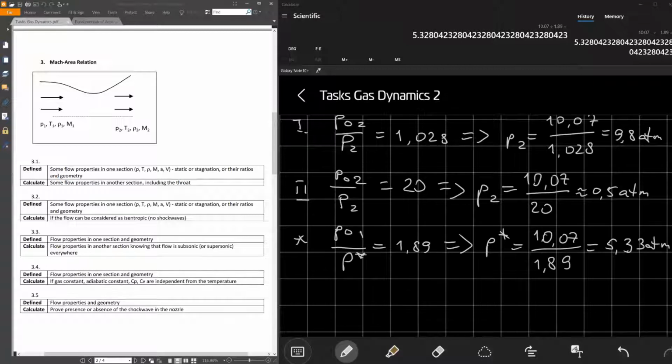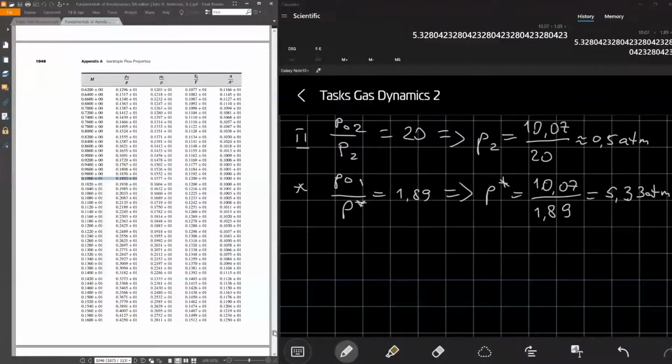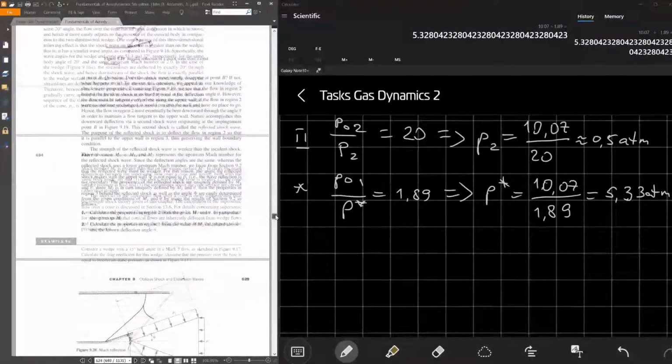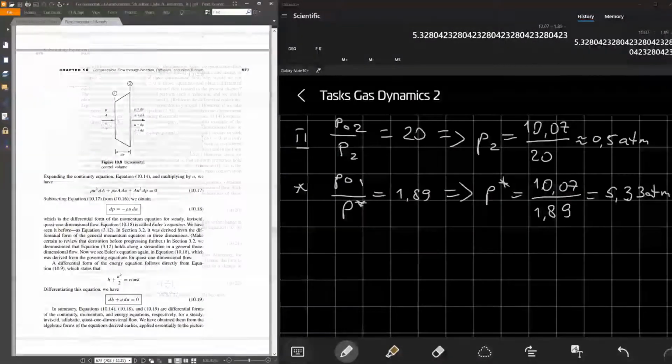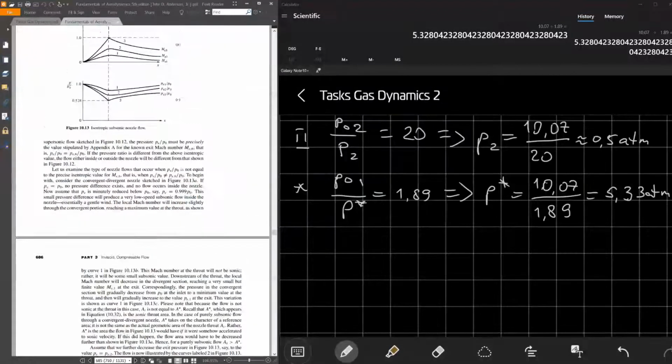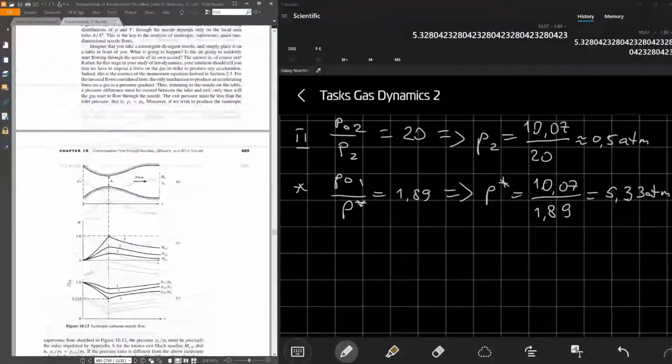So flow is isentropic if the flow is everywhere subsonic in the first section of the nozzle and in the second section of the nozzle. This case is explained in the Anderson book. It's somewhere here, I will remind you in a moment. Right here, this is the case which explains subsonic flow in the nozzle, and we also can use isentropic relations in this case.